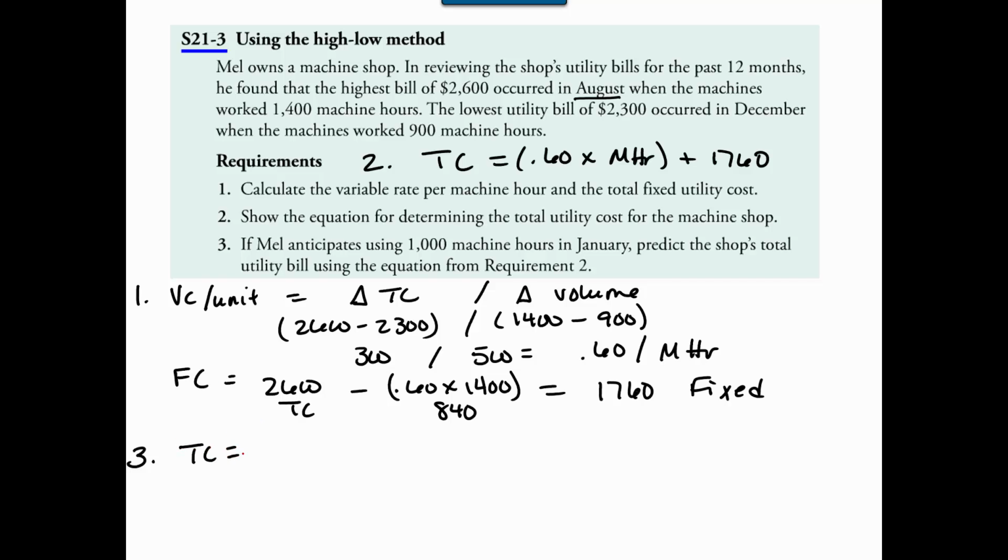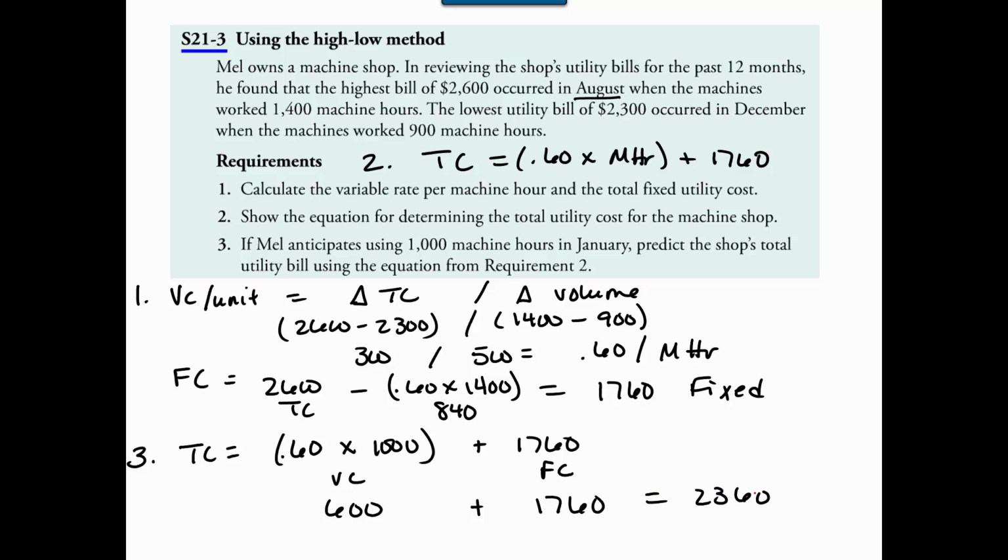His total cost, his total utility bill, will be 60 cents times 1,000 hours. That's going to be his variable cost, plus 1,760. That's going to be his fixed cost. So this is 600 plus 1,760. His total utility bill should come out to 2,360. So that's cost estimation.